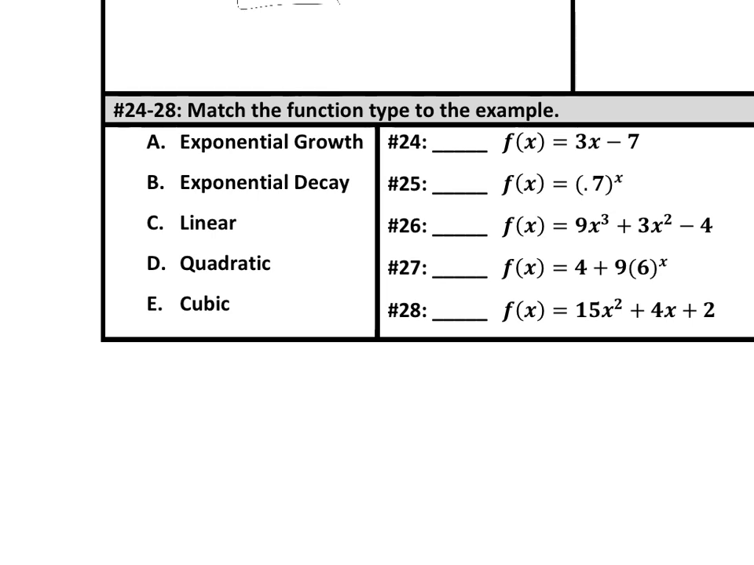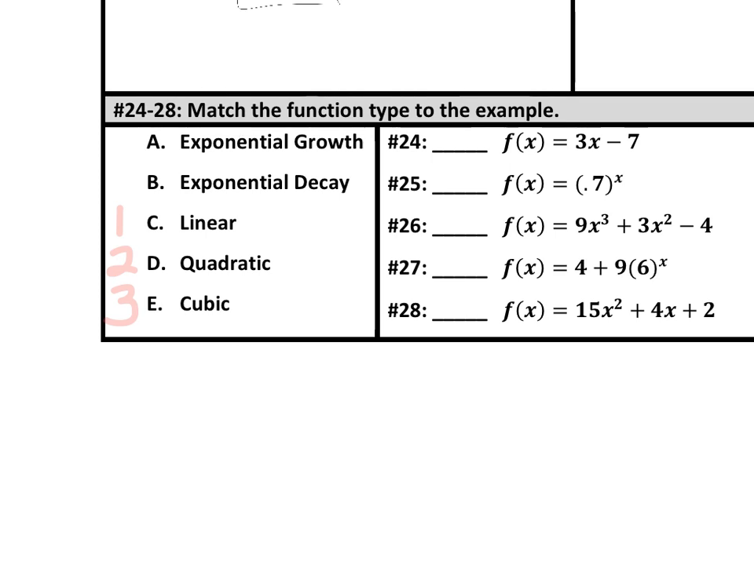Okay, now we are matching function types to examples. We actually already did something really similar to this for linear, quadratic, and cubic on, I believe, the front of this page. Should be like problems 1 through 8, I believe. C, D, and E have to do with biggest exponents. Okay, for linear, our biggest exponent is going to be a 1. Quadratic biggest exponent is a 2. Cubic exponent 3.